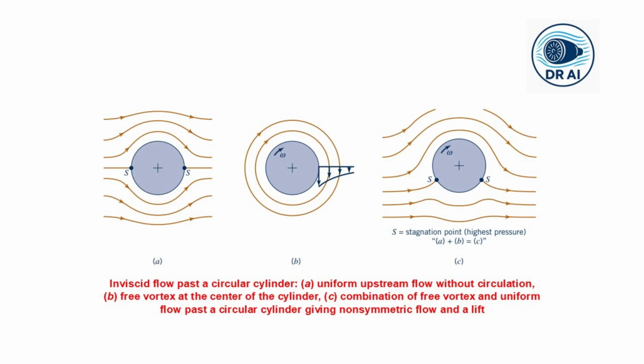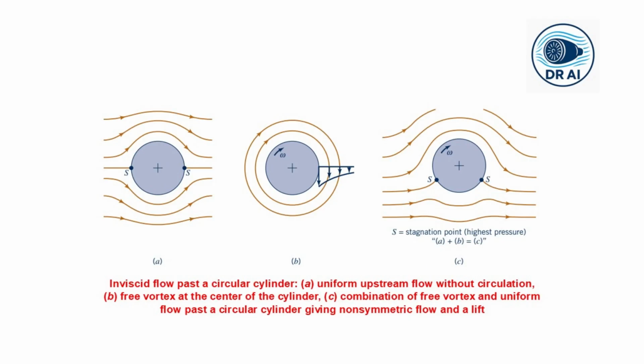On the top of it, the circulation adds to the flow velocity. On the bottom, it subtracts. Higher velocity on the top means lower pressure, but lower velocity on the bottom means higher pressure. The result is that a net upward lift force is generated.